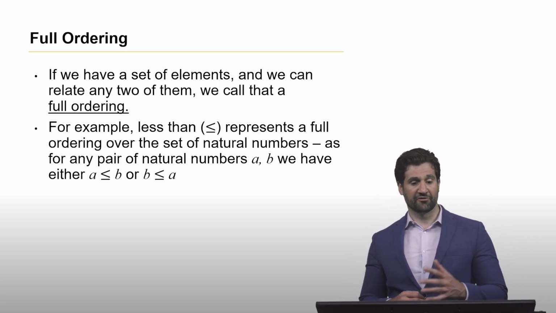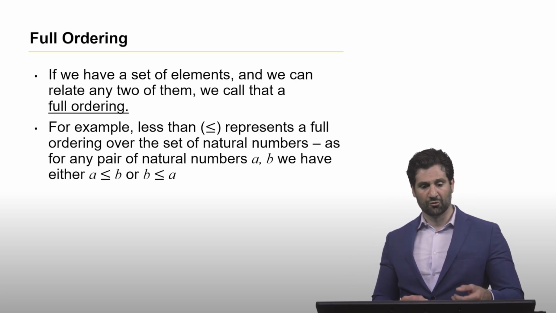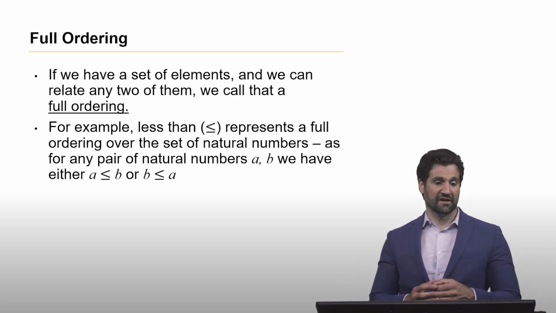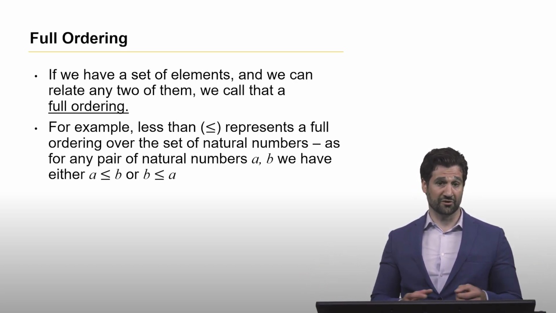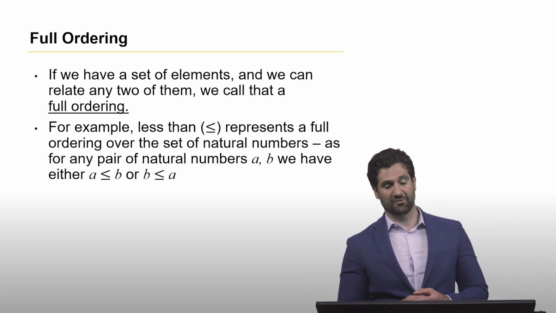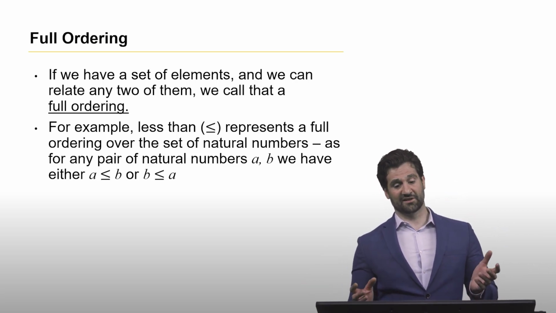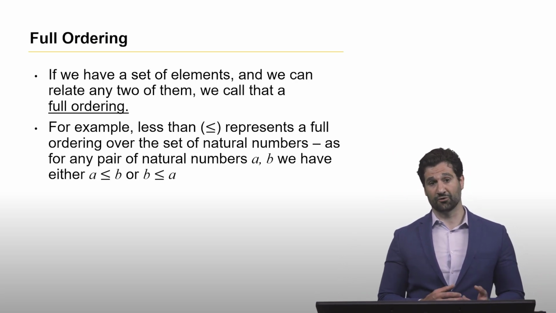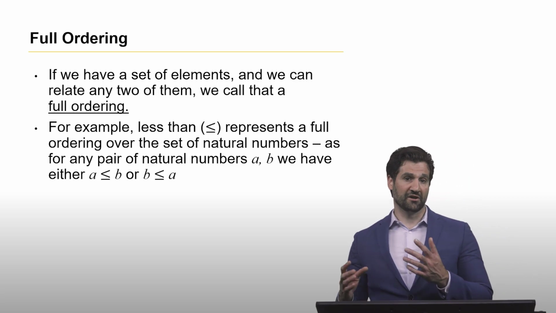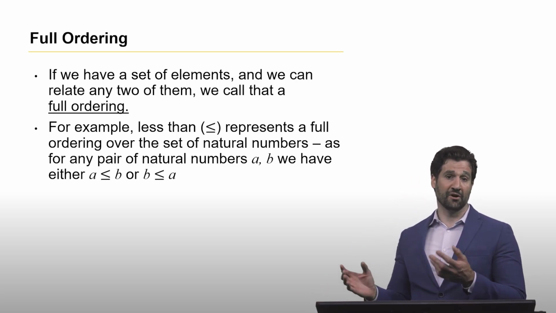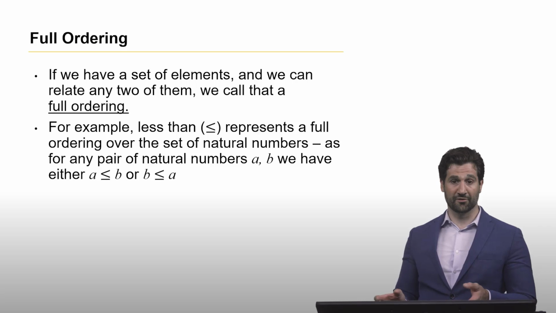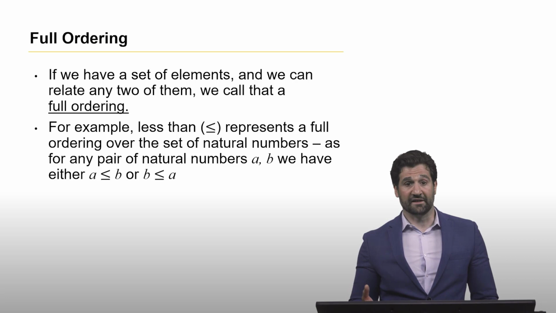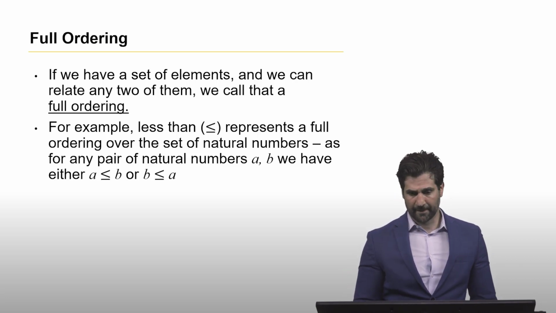So the first is a full ordering. This is a mathematical concept. We're introducing it for the sake of completion. A full ordering is just you have a set of elements and there is a full order between them. So any pair of elements can be ordered. The easiest thing to think about is you have the set of natural numbers and you have the relationship less than or equal to. Every natural number is related to every other natural number by less than or equal to. So you have 2 natural numbers, A and B. It's either A is less than or equal to B or B is less than or equal to A. And that's it. They have to be comparable.